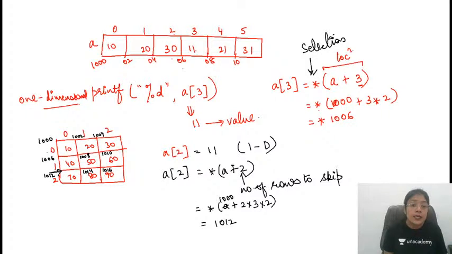Ma'am, what if instead of writing asterisk of a plus 2, I simply write a plus 2? Then what will happen? Then also it will be returning the address 1012, but दोनों में difference क्या है? In this case, it is outside this row. Row is not selected. Selection कब होगी? When it will be getting the asterisk. Is this clear?